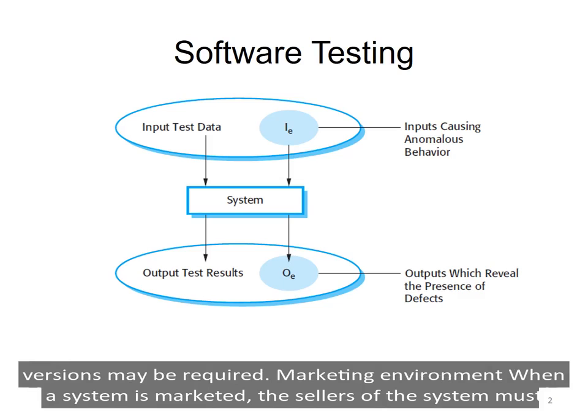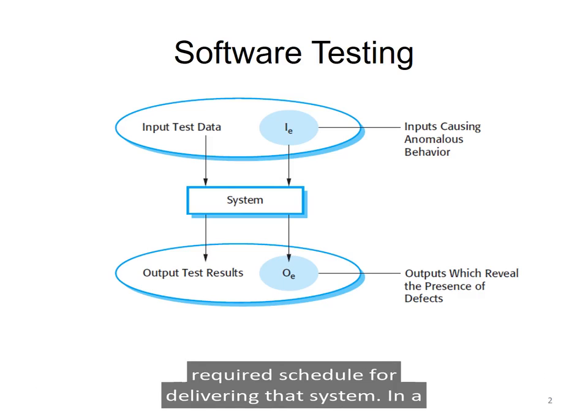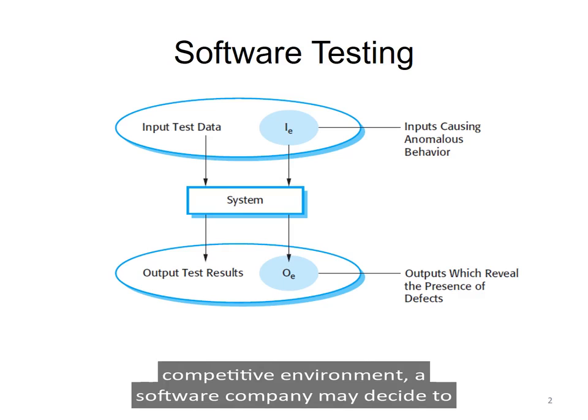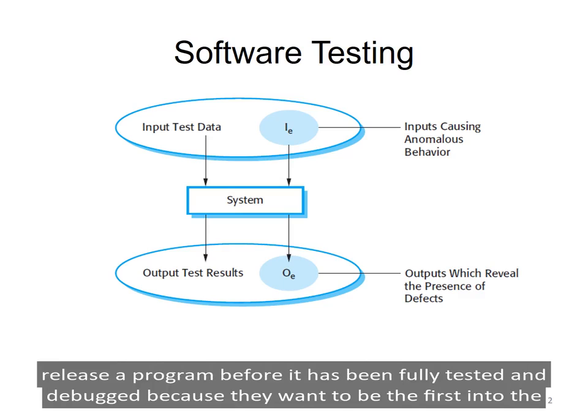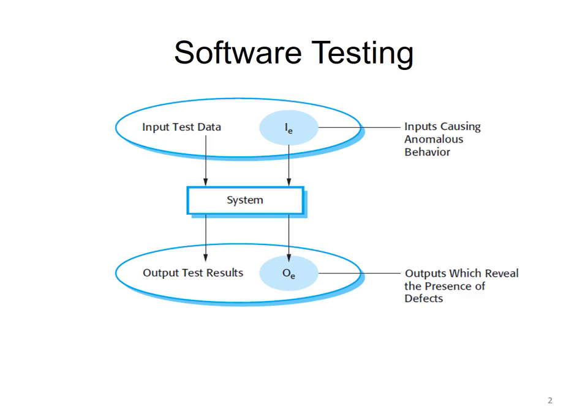Number three, marketing environment. When a system is marketed, the sellers of the system must take into account competing products, the price that customers are willing to pay for a system, and the required schedule for delivering that system. In a competitive environment, a software company may decide to release a program before it has been fully tested and debugged because they want to be the first into the market.